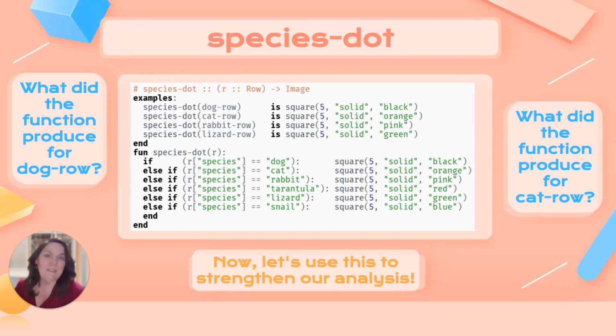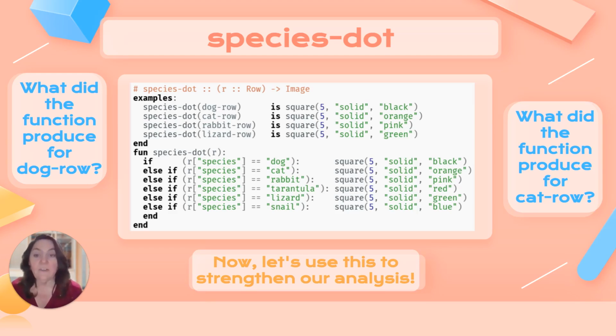So let's start with species dots like the students would and take a look at it. They just look at this and say, ooh, what do we notice and wonder? Students will begin to notice the ifs and the else ifs and the extra ins that are in there. If species is dog, what are we going to do? So what does the function produce for dog row? If I look at the example, I see, oh, if I'm going to feed it a dog row, it's going to make me a solid black square. But if I feed it a cat row, it's going to produce a solid orange square, etc. Rabbit's different, lizard.